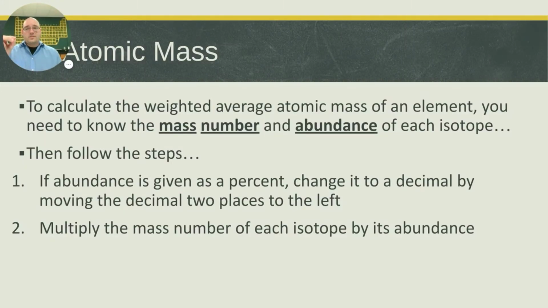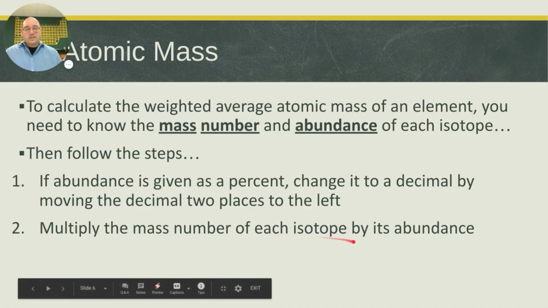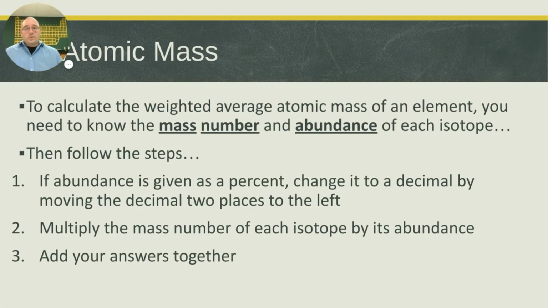So you take the mass times its abundance and get an answer. Then you take the second isotope, mass times its abundance, and you get an answer. You do that for each isotope. If you have 5 isotopes, you do it 5 times. If you only have 2 isotopes, you do it twice. And then you're going to add all those answers together. And then you're going to round it to 5 digits, not 5 decimal places, but 5 total digits. And I'll do some examples and you'll see how this works.